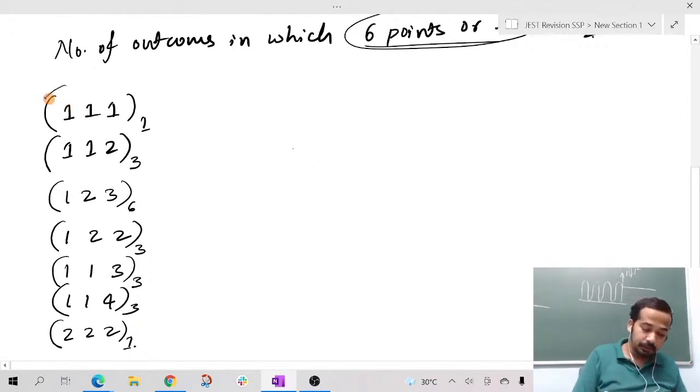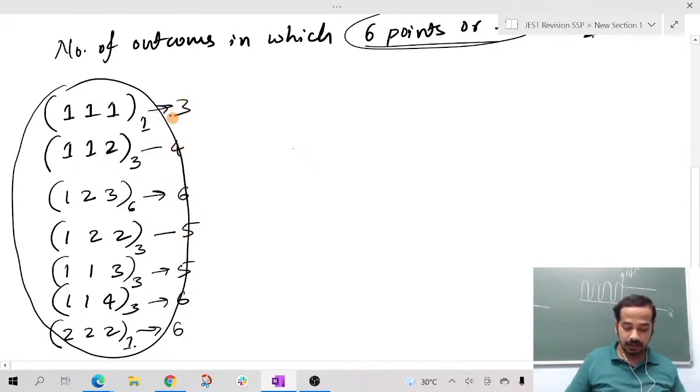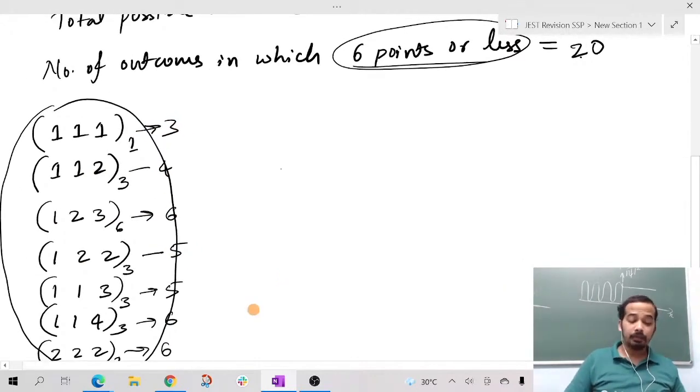So these are the only possibilities, okay, of getting 6 points or less. Here you are getting 6 points, here 6 points, here 5 points, isn't it? Here 5 points, here 1 2 3, 6 points, isn't it? Here 2 plus 2, 4, isn't it? Here you are getting 3 points, okay? So again, for the probability of getting 6 points or less, the number of outcomes in which it is 6 points or less is equal to 20. I hope you got the idea.